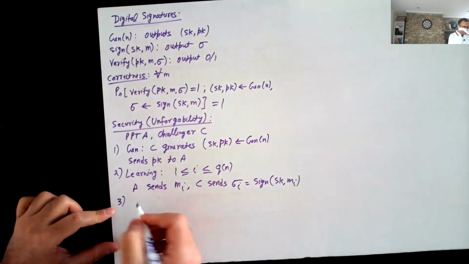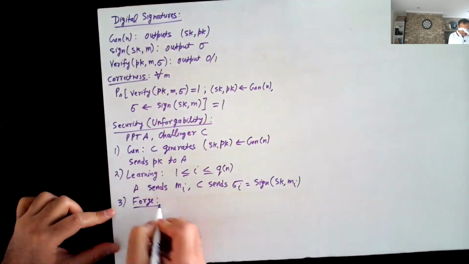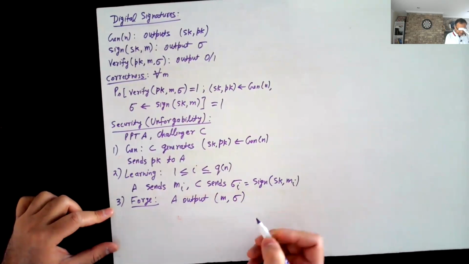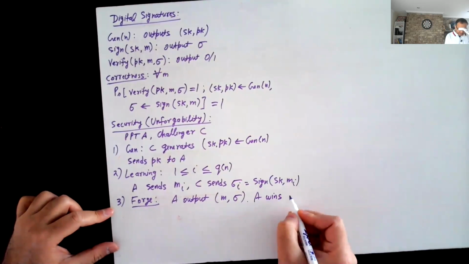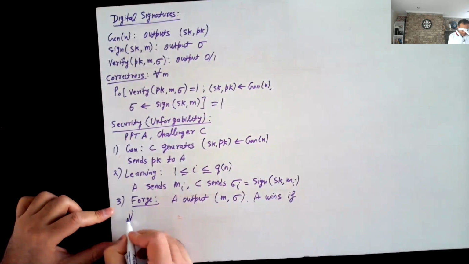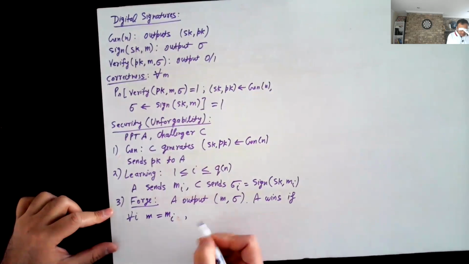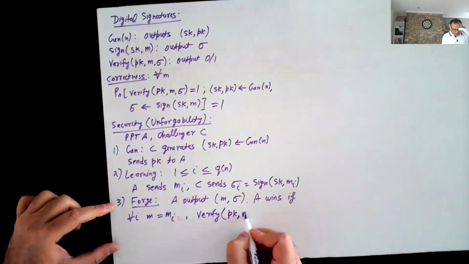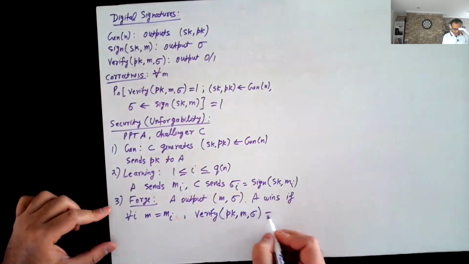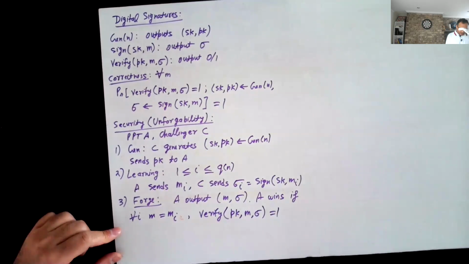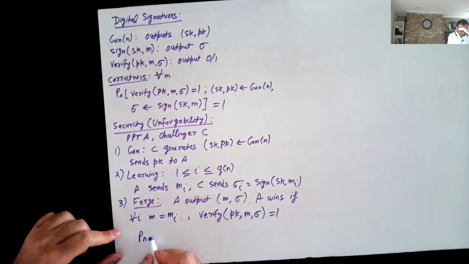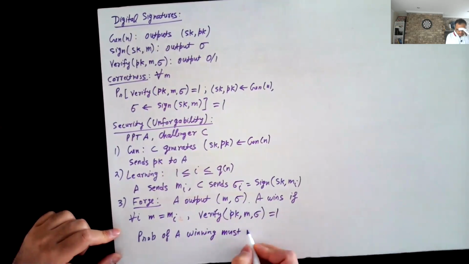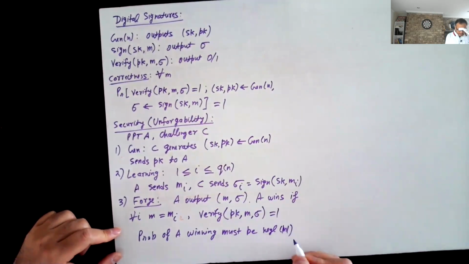And then finally we have the forgery. A has to output some message M and signature sigma. A wins if for all i, M is not equal to M_i, so it's a new message, and yet at the same time the signature is accepted. The signature is valid, which means that Verify of PK, M, and sigma is 1. Okay, and what we want is that the probability of A winning must be negligible in the security parameter.